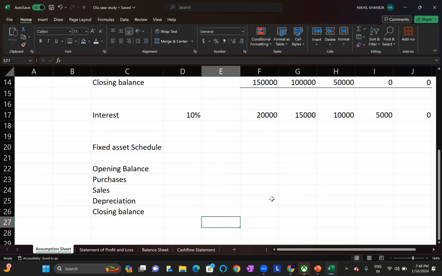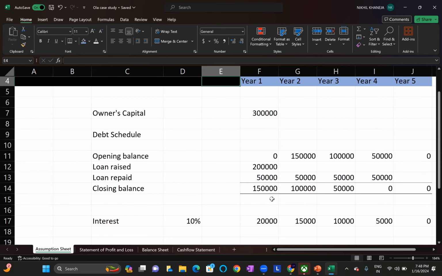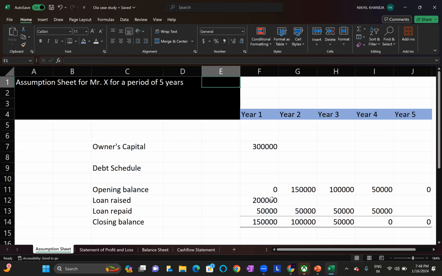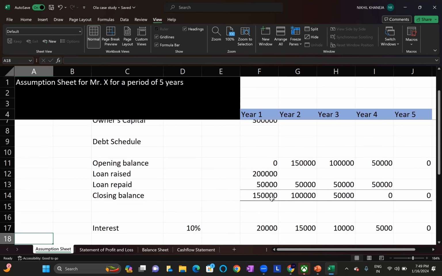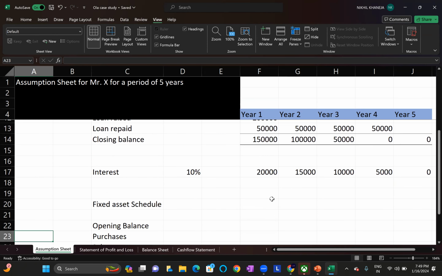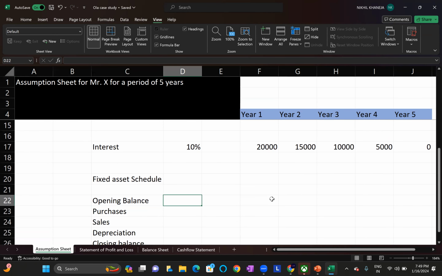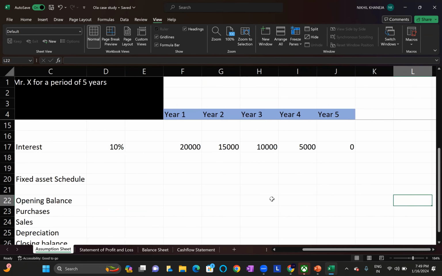As you can see, the headings are not visible to me. For that, what I can do, I can apply freezing here so that headings will be visible to me even if I go down. What I will do, I will keep my cursor at A5. I will press Alt W F. Now freezing is applied. Now if I go down, my headings will still be visible to me. Okay. Now coming back to fixed asset schedule.